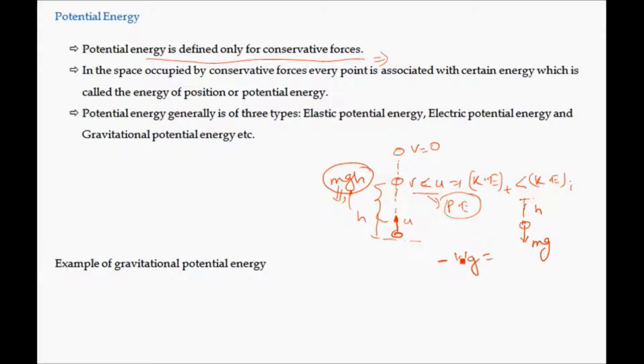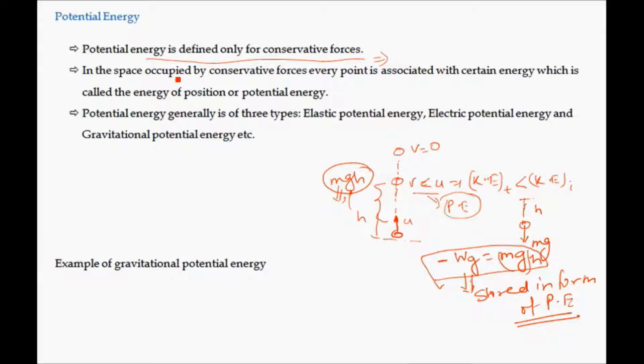which we denote by minus Wg, is equal to m into g into h. Here mg is the force of gravity and h is the displacement. So the work done against gravity is equal to mgh, and it is stored in the form of potential energy.